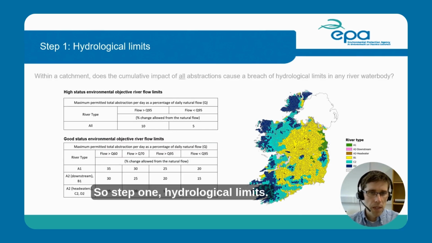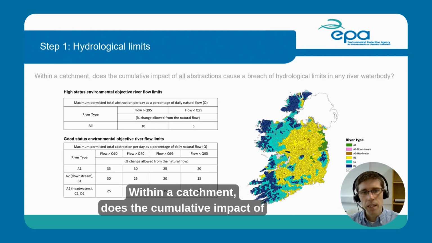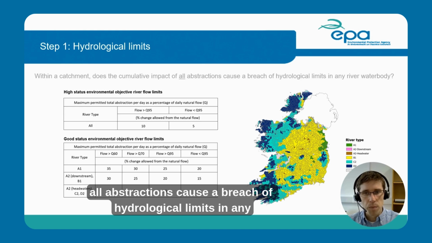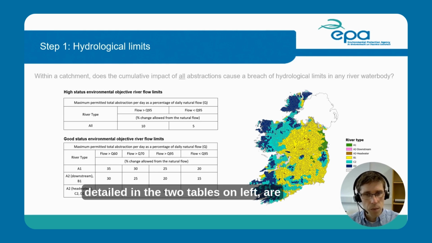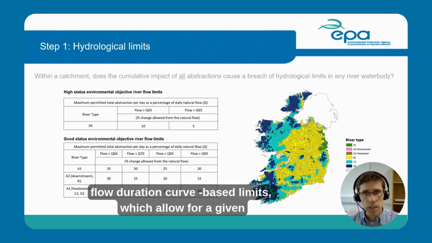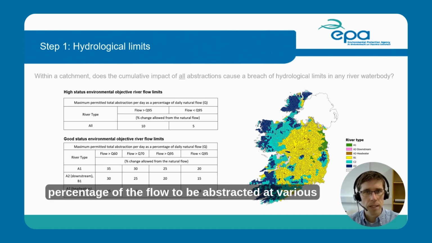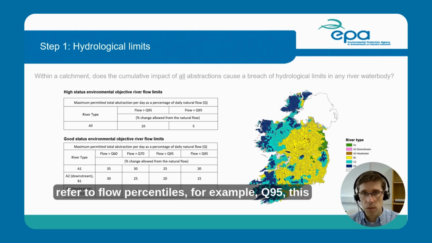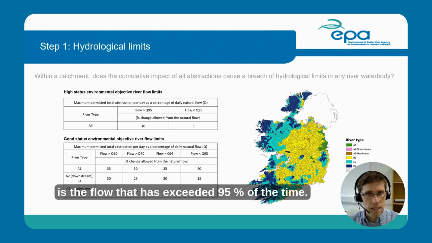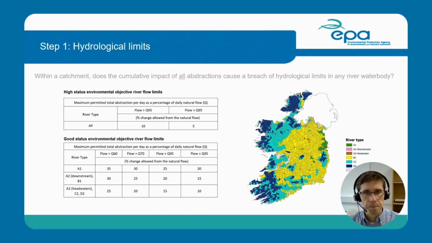So step 1, hydrological limits. Within a catchment, does the cumulative impact of all abstractions cause a breach of hydrological limits in any river water body? So the river flow limits, which are detailed in the 2 tables on the left, are flow duration curve-based limits, which allow for a given percentage of the flow to be abstracted at various naturalized flow percentiles. When we refer to flow percentiles, for example, Q95, this is the flow that is exceeded 95% of the time.